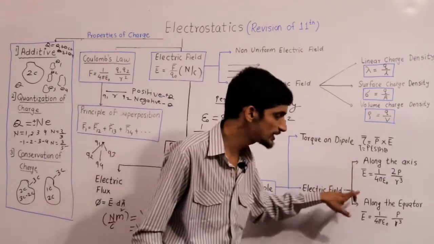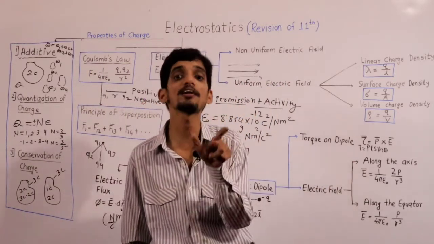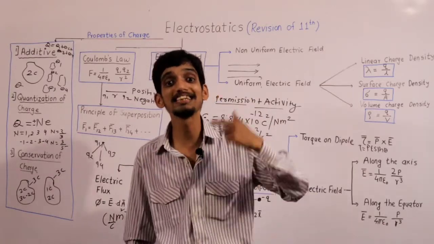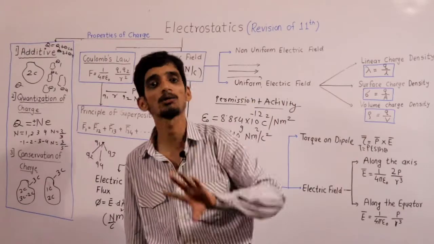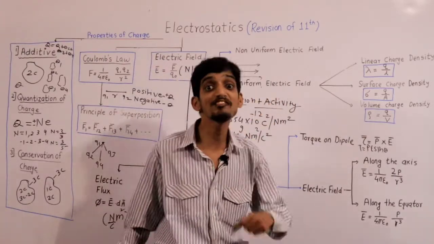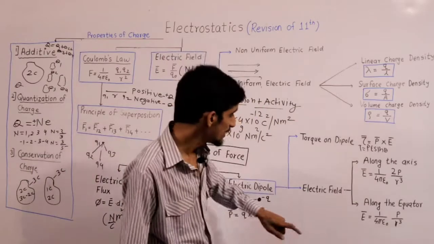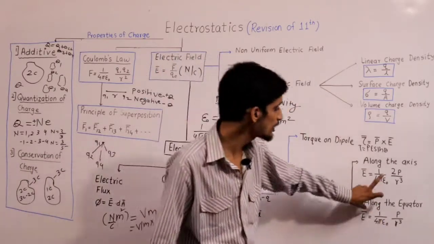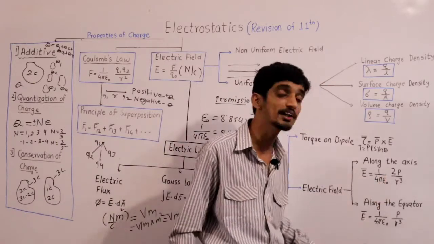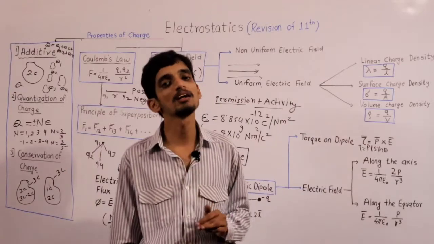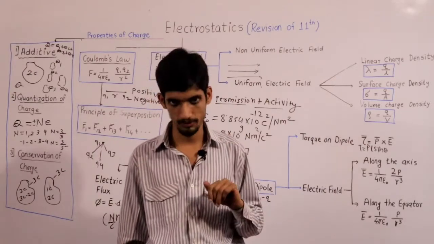Clear? And this formula is valid only for a short dipole. Short dipole means whose length is less than the distance at which you are supposed to calculate the electric field. Now electric field along the equator of the dipole, what is the formula? E is equal to 1 upon 4 pi epsilon naught into p by r cube. So if you correlate these two formulas, the electric field along the axis of the dipole is twice the electric field along the equator.